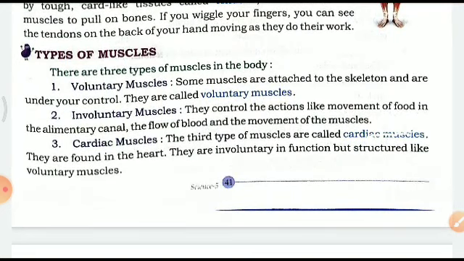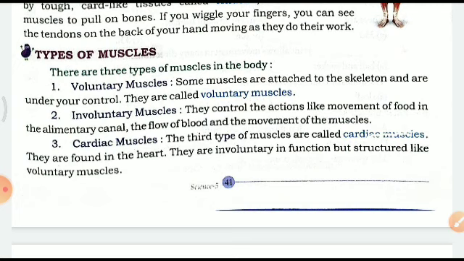There are three types of muscles: voluntary, involuntary, and cardiac. Voluntary muscles are those which are under our control. See, the muscles in the hand and leg are all under our control. Involuntary muscles are not under the control of the human being, like those of the heart, the lungs, and the alimentary canal. They are not under our control.